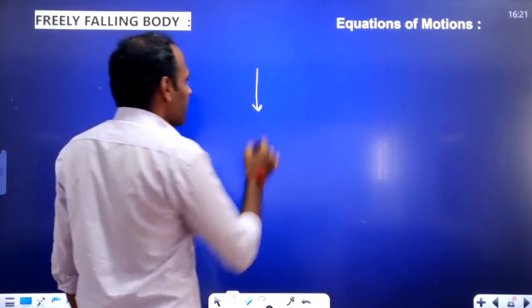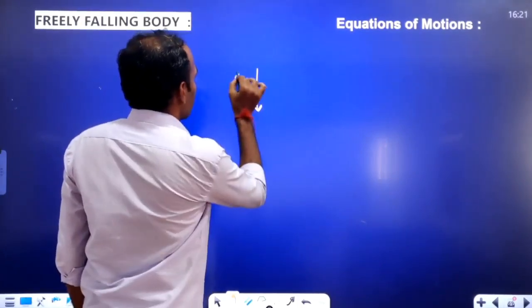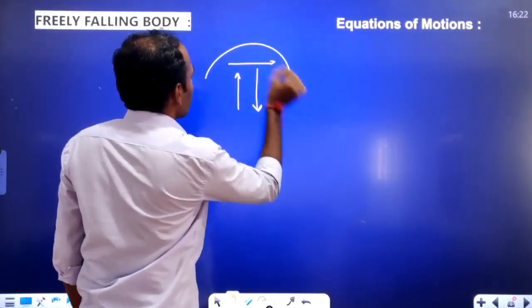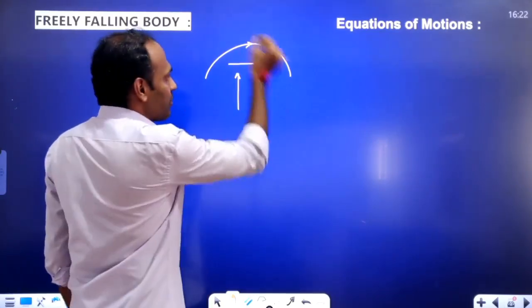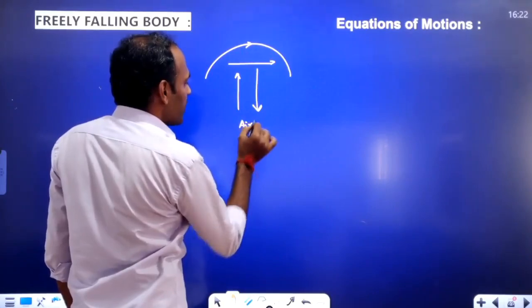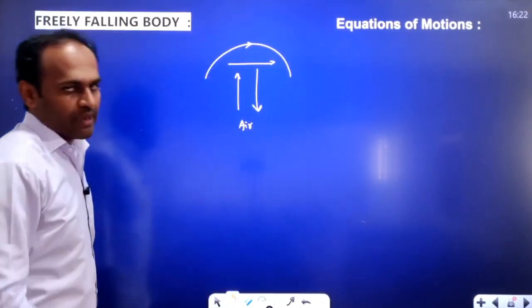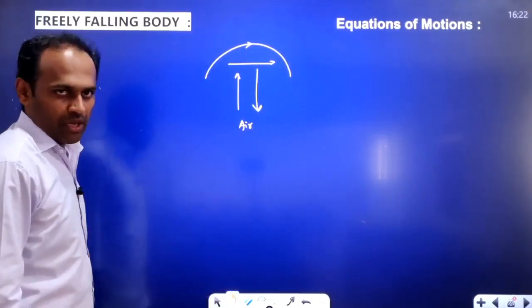Path, whatever it may be, it may be moving down, it may be moving up, it may be moving horizontally, it may be moving in projectile direction, whatever its path may be. It has to be moving in air. Only gravitational force must be acting on it. Then it is said to be a freely falling body.